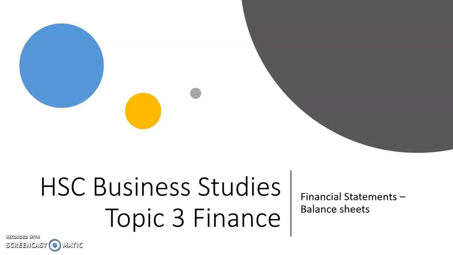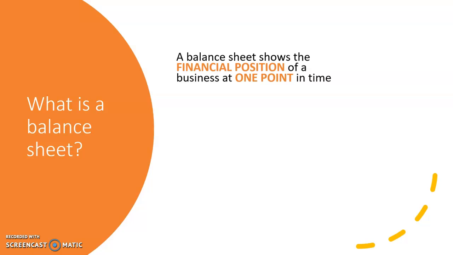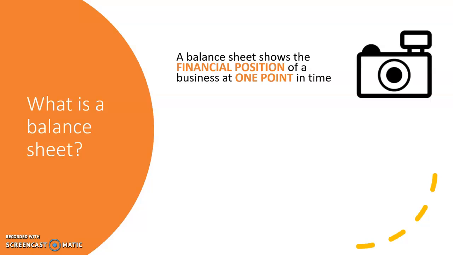Let's move on and have a look at our second financial statement, which is balance sheets. Balance sheets show the financial position of the business at one point in time. It's like taking a picture or photograph of the business on a given day. It's showing what they own and how they paid for it, what they controlled and what they owed to other parties on that particular day.